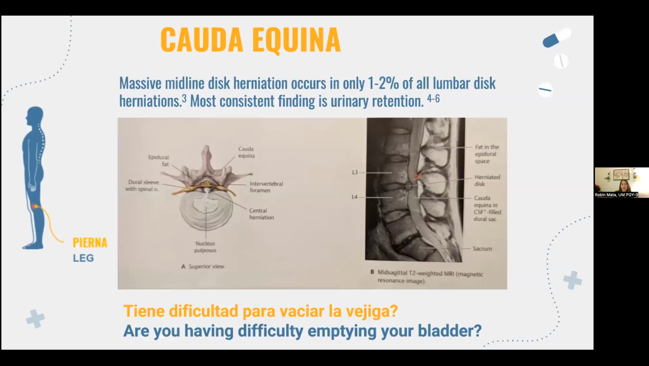And then finally, cauda equina. So this is rare, right? So only 1 to 2% of lumbar disc herniations. If you have to ask one question to rule it out, the most consistent and sensitive finding is urinary retention. So the question to ask your patient for that is, ¿tiene dificultad para vaciar la vejiga? Are you having difficulty emptying your bladder?